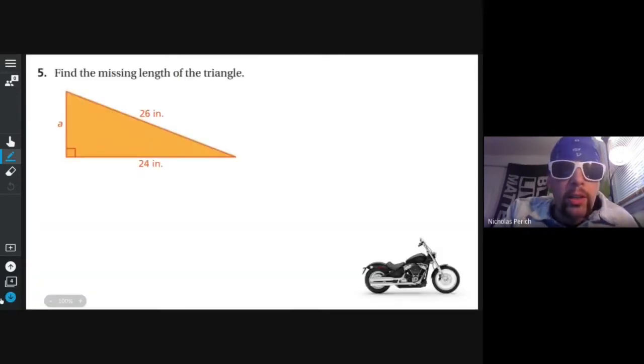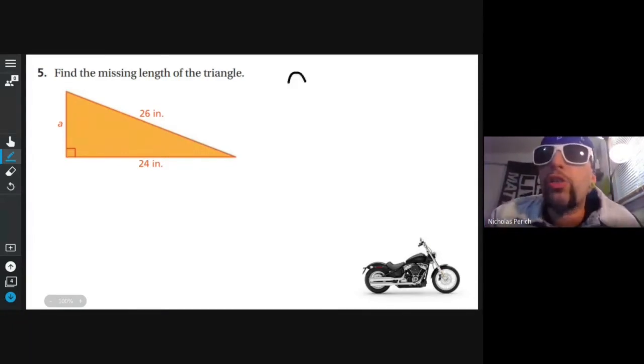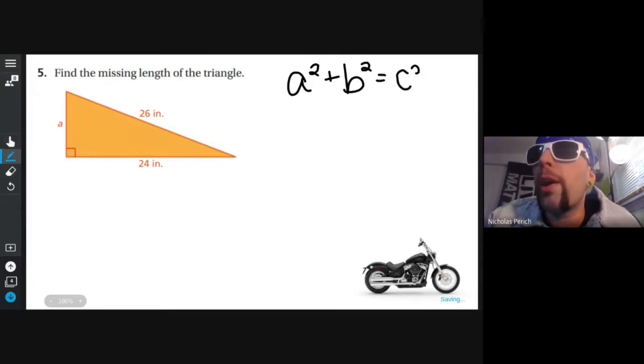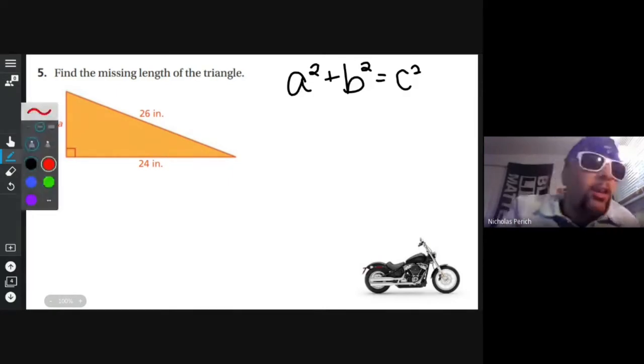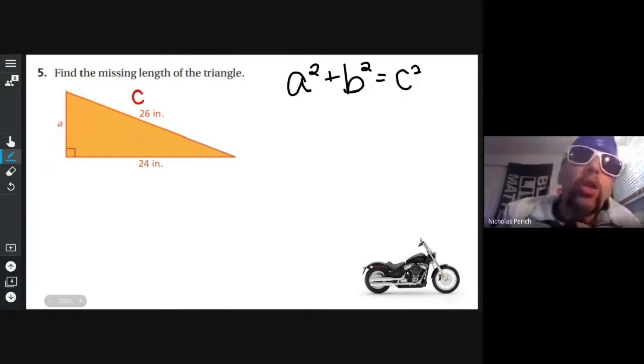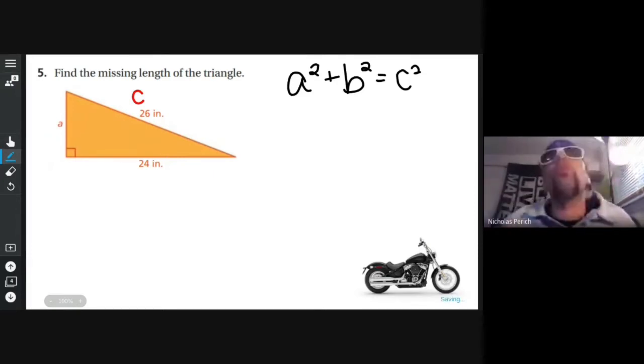Find the missing length of the triangle. I know what this is. This is Pythagorean Theorem. I'm going to write it out. A squared plus B squared equals C squared, okay? You know what that is. Pythagorean Theorem says if you have a right triangle and you need to find the missing side, just plug it into the old Pythagorean Theorem. It's very important that you understand that it doesn't matter which one you call A or B as long as you call the longest side C. So I'm going to call 26 C.